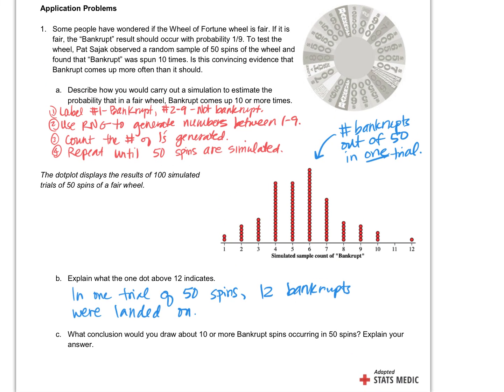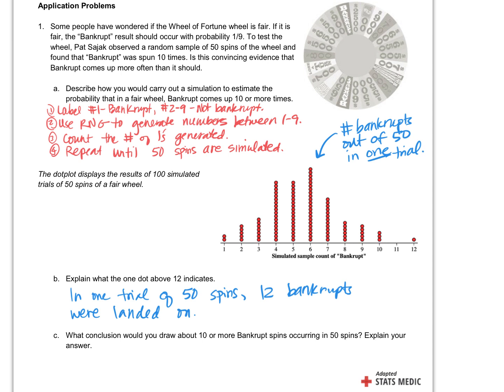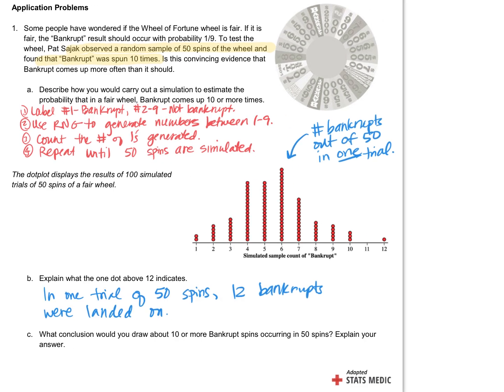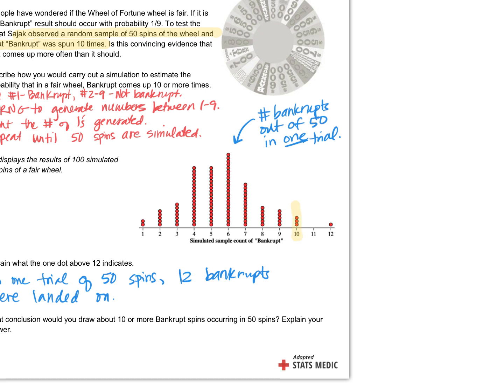All right, so let's go and see. What did they claim the probability of landing on bankrupt is? 1 out of 9. Or let's look at the trial that brought up the question right here. It says Pat Sajak observed out of 50 that it was spun 10 times, right? So we're trying to figure out the probability of getting 10 bankrupts or more out of 50. That's what we're concerned about here. So look at our dot plot. How many times did it go 10 or more? Only 4, right? Only 4.